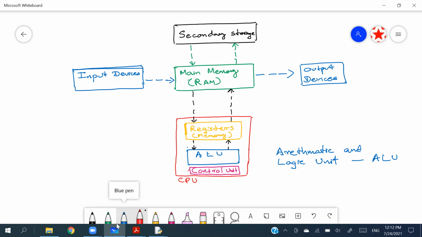So the control unit sends the control signals to each and every component of the computer, right? So then these components will execute their work.